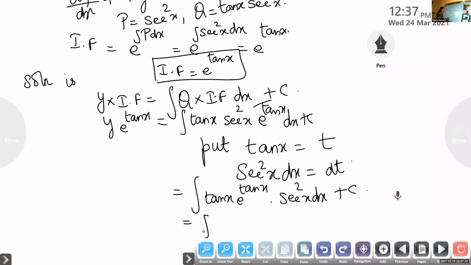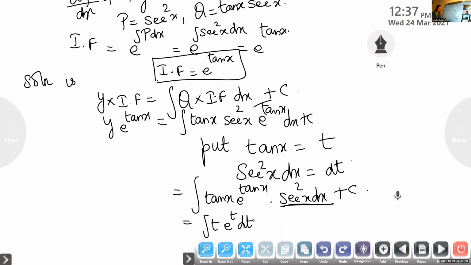Now substitute it. Tan x is t. So t into e raised to t. And what about sec square x into dx? It is dt. So it becomes t e raised to t into dt. Now we are going to integrate it by using integration by parts.